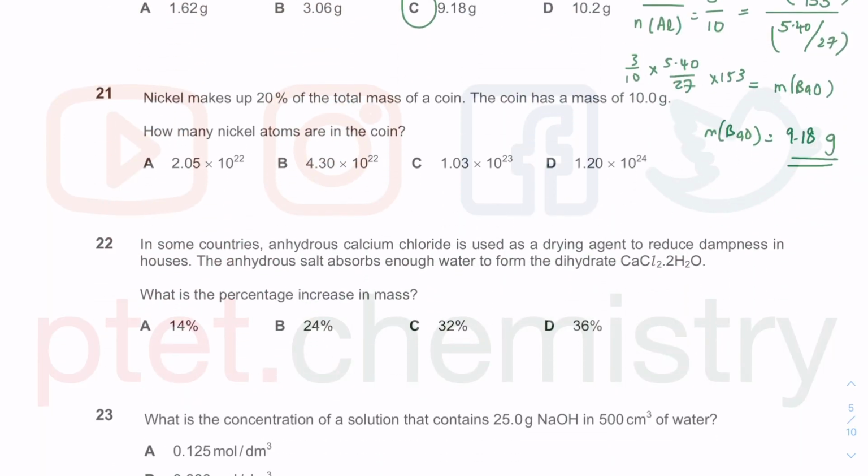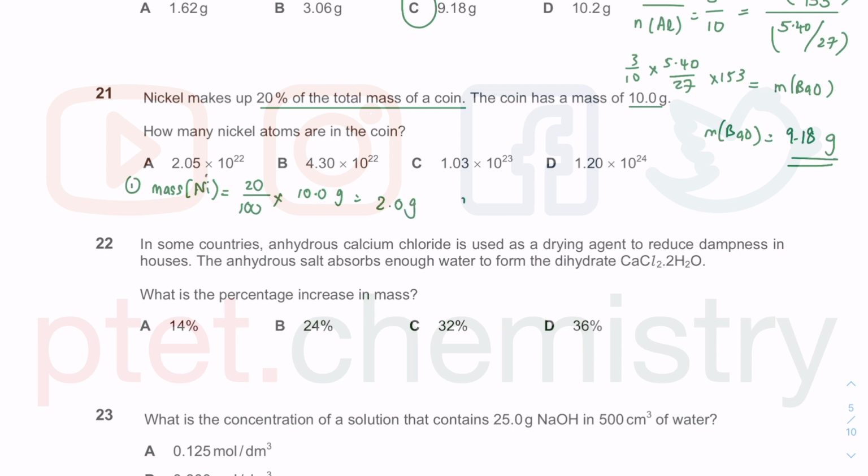Question 21. So we have nickel making up 20% of the mass of a coin. So if your coin is 10.0 gram, out of the 10.0 gram, what is your mass of nickel in that coin? It's going to be 20%, which is 20 out of 100 times 10.0 gram. So there's actually just 2.0 gram of the coin that is nickel.